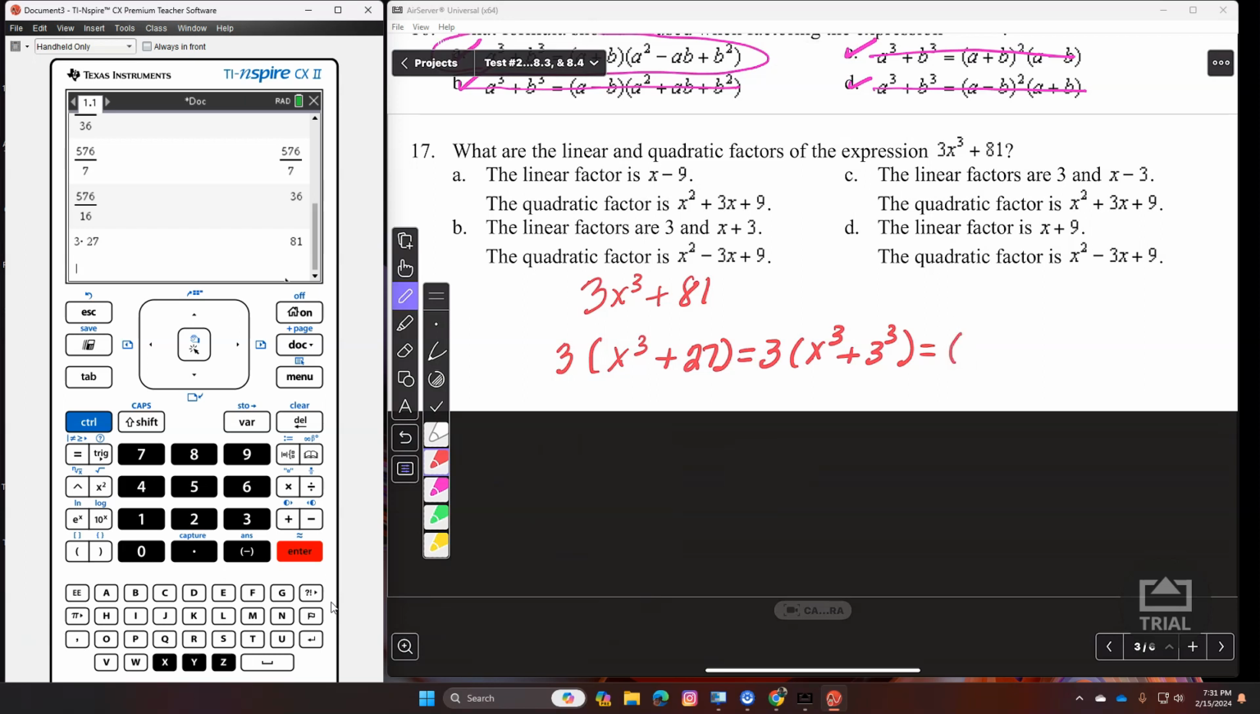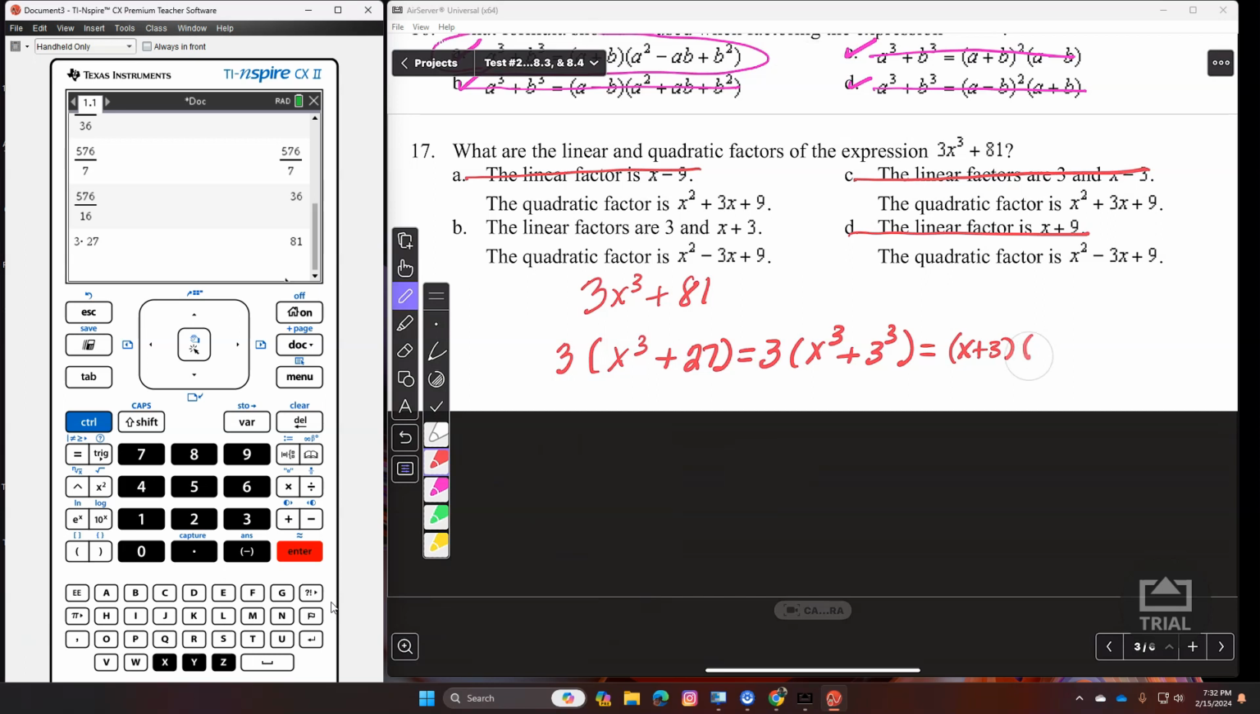So the way I always remember it is x plus 3. That will always be x plus 3. So which one has a linear factor of x plus 3? Okay, D is not a linear factor of x plus 3. C is not a linear factor of x plus 3, and A is not a factor of x plus 3. So it has to be B.